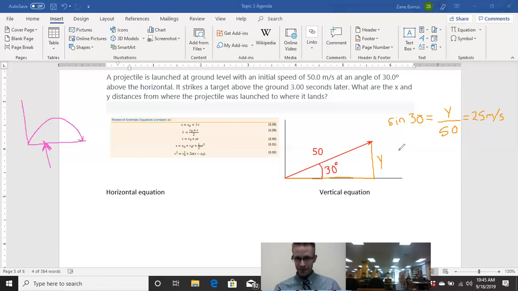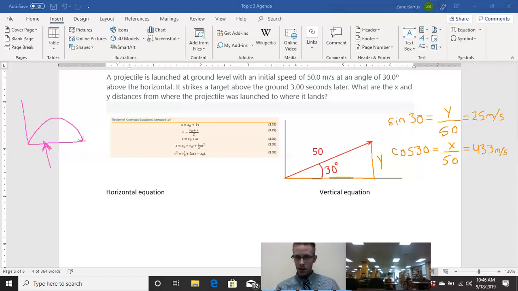For the x component, we're going to do our cosine. So the cosine of 30 degrees is equal to the triangle's adjacent side, which is x, over the hypotenuse. Okay, so x over 50, same drill. Multiply that 50 over to the other side to get your x component. So in my calculator, cosine of 30 degrees times the 50 gives me x by itself, and I get an x component of about 43.3 meters per second.